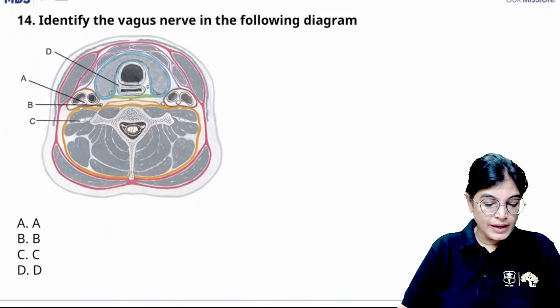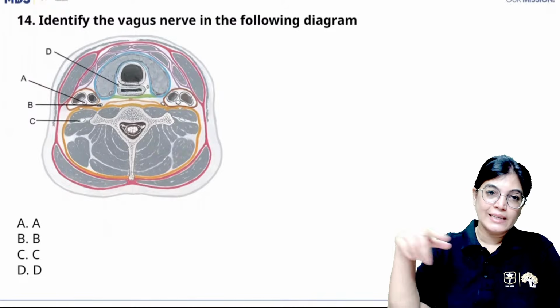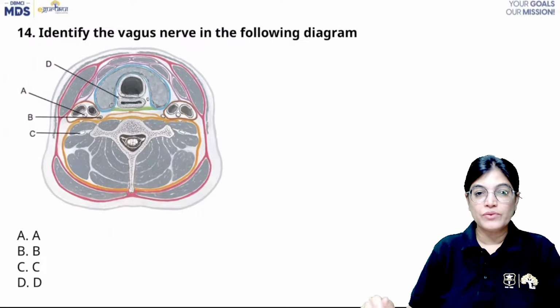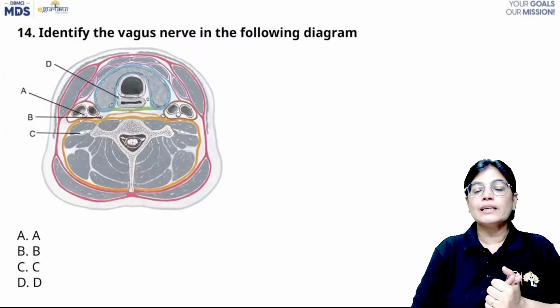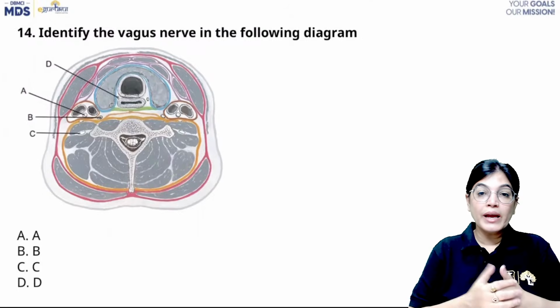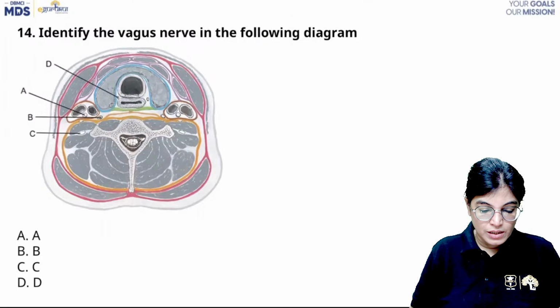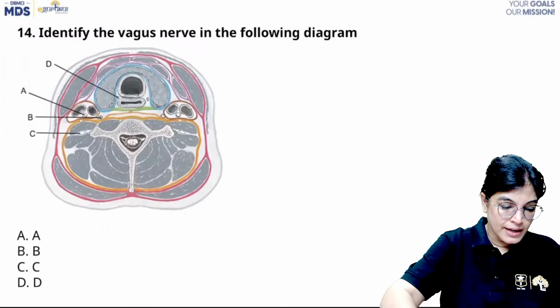So vagus nerve, a hint given to you will be the vagus nerve. Coming to the right, the vagus nerve is actually lying inside the carotid sheath. If I talk about the carotid sheath, it contains the internal jugular vein, the carotid artery, and the vagus nerve. So here A should be the right answer. A is the right answer.